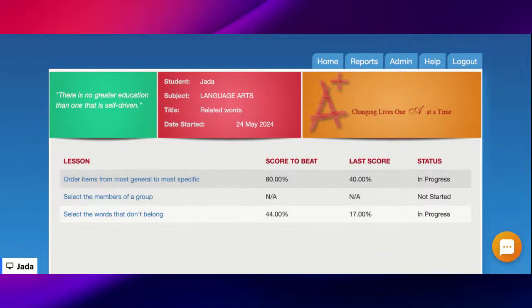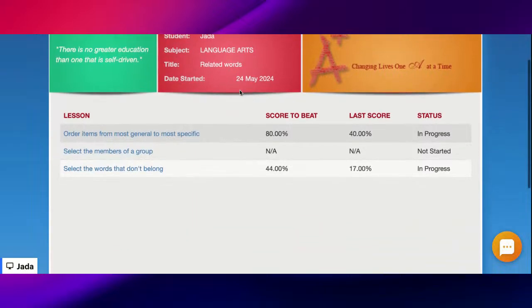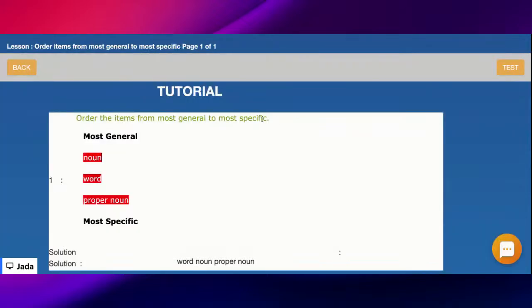So we're just starting. So, like I said, we'll be having related words. Hi, everyone. Good to see you guys. So the first lesson will be other items from most general to most specific.